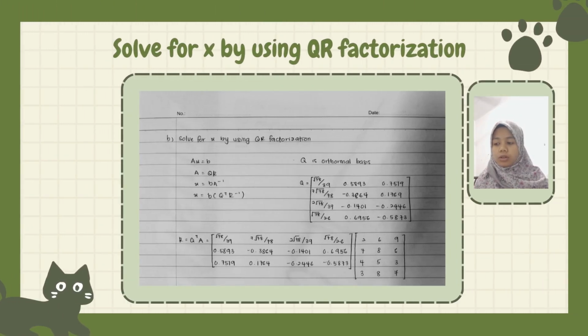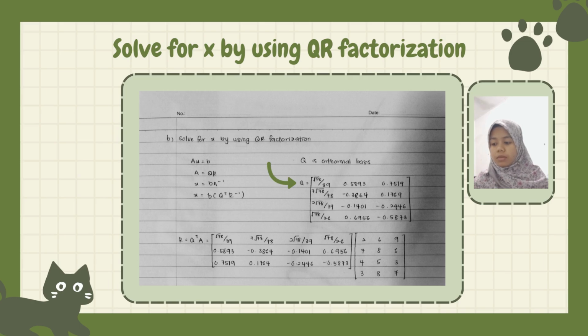Okay, so now I will continue with question B, which is to solve for x by using QR factorization. We have to use the formula x equal to b in brackets, Q transpose times R inverse, close the bracket. Q is the orthonormal basis. We can see the matrix of Q that we already got from the question above.